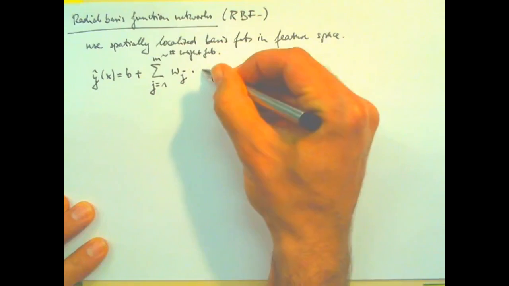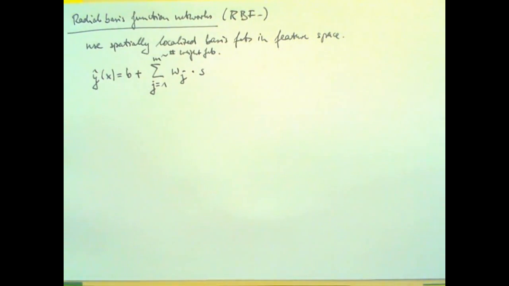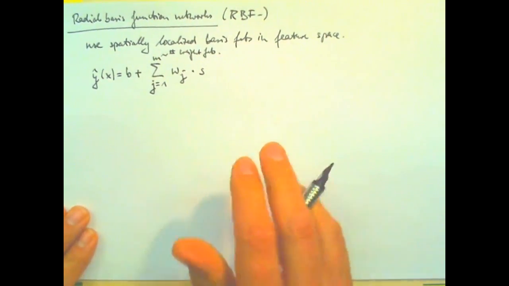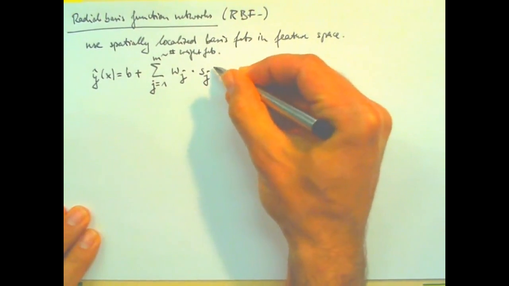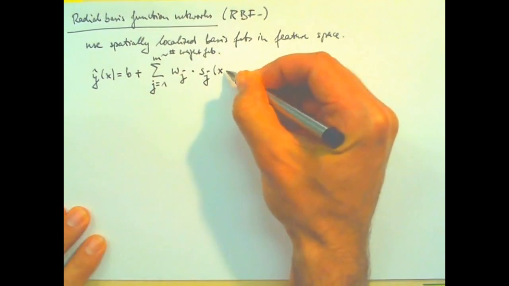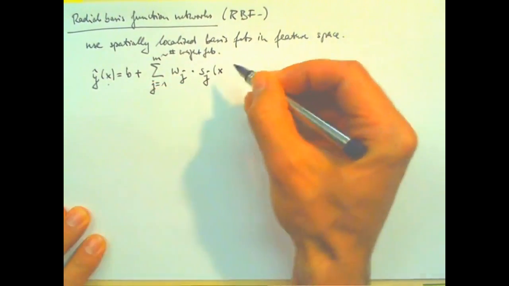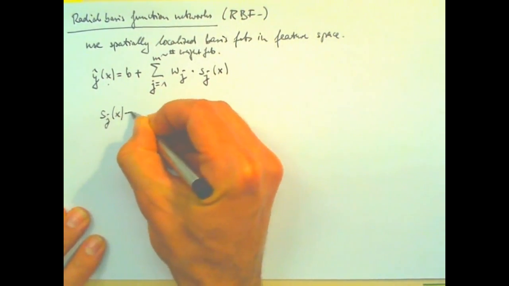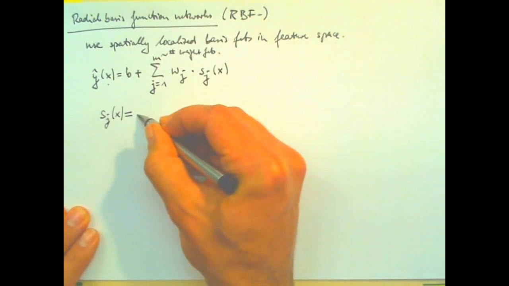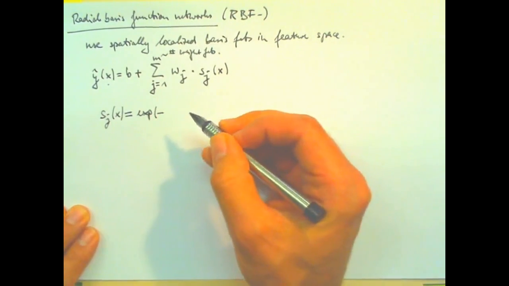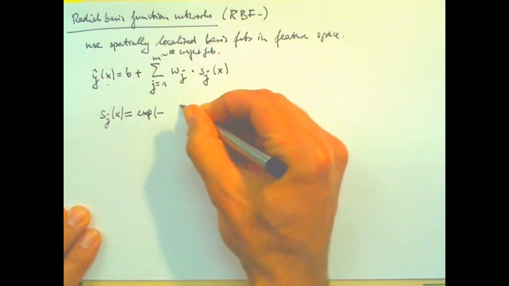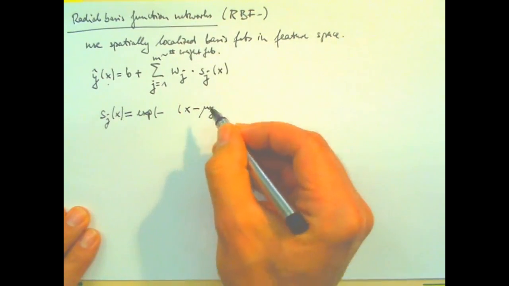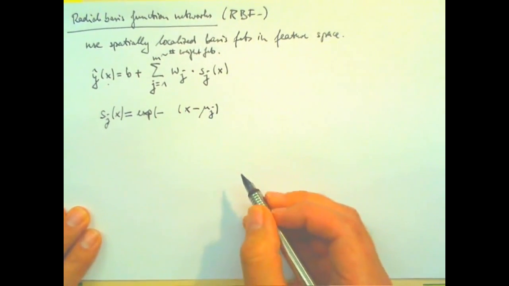times, in analogy to what we saw before, let me call this Sj of x, and Sj of x is e to the minus x minus mu j, where mu j is the center of the jth basis function.